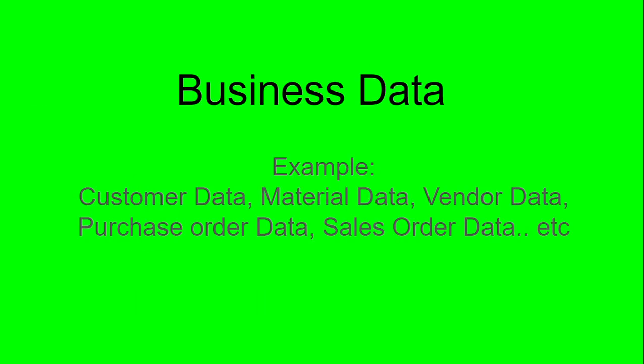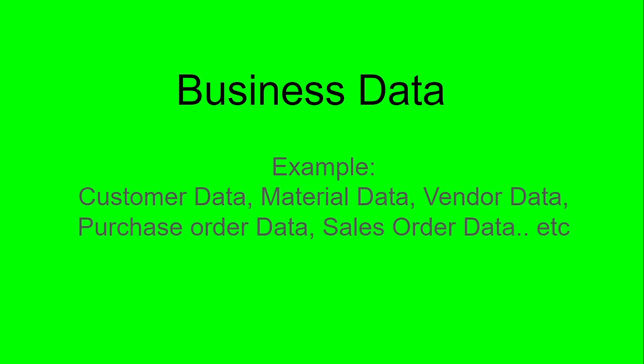Next, what is business data? The data which is related to business is called business data. For example, for the successful running of the business, we require customers. The data related to customers we will maintain. That is customer data. And how many materials you are producing, the types of the materials, the size of the material, everything about the material is called material data. Vendor: from where you are procuring the materials, from vendors or suppliers, we call. So the supplier data we have to keep, and purchase order data.